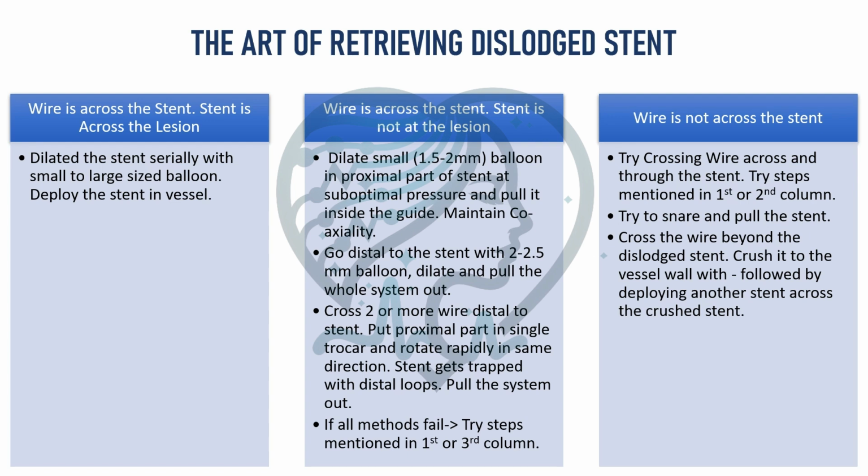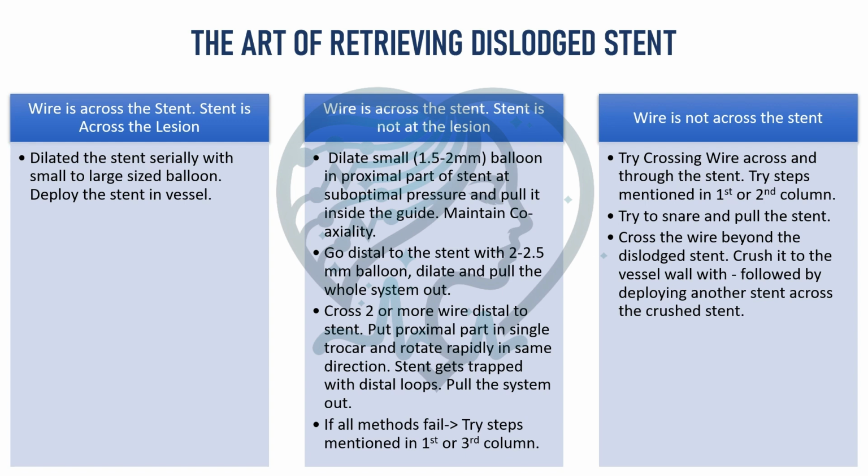So, the art of retrieving the dislodged stent. We could have three kinds of situation. One is where the wire is across the stent and the stent is across the lesion. In that case, we can dilate the stent serially with small to large sized balloons and deploy the stent in the vessel. Another scenario is the wire is across the stent, but the stent is not at the lesion. In these cases, we can dilate a small balloon in the proximal part of the stent at suboptimal pressure and pull it inside the guide while maintaining coaxiality. Or we can go distal to the stent, take a 2 to 2.5 balloon, dilate and pull the whole system out.